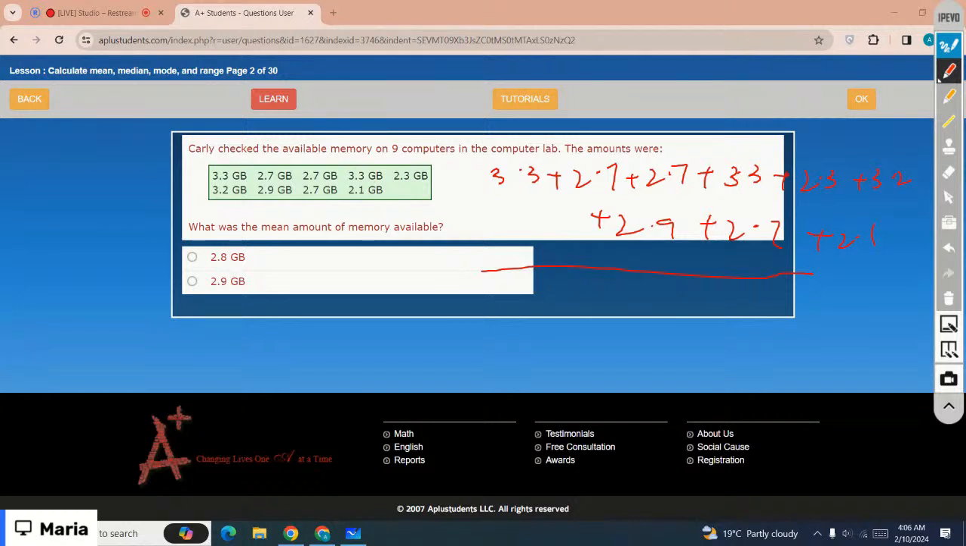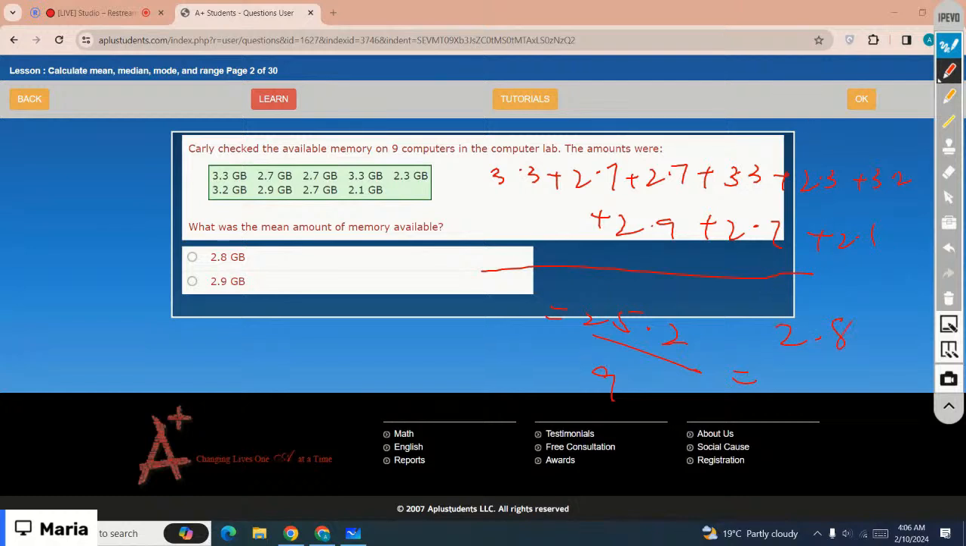So the sum of all the values is 25.2. Now you have to divide this sum by the number of values. So how many values are you given? They are 1, 2, 3, 4, 5, 6, 7, 8, 9. You have to divide 25.2 by 9, which equals 2.8. That means the mean of the data is 2.8.